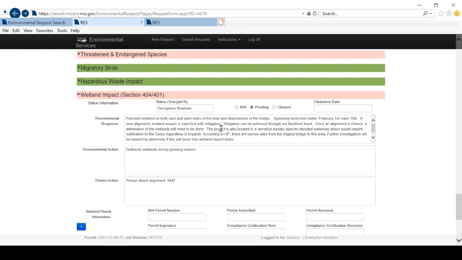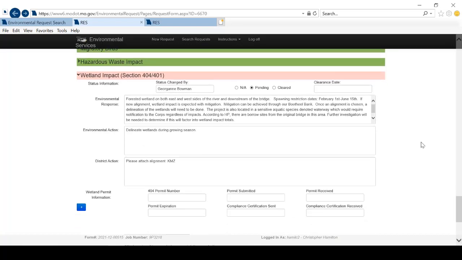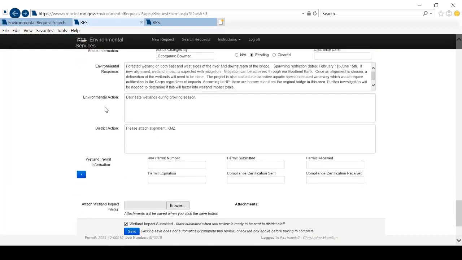There might be need for mitigation, where the mitigation can be achieved, information about what happens if a certain alignment might be chosen, and then the environmental action section, we talk about if we're going to delineate wetlands that might be in the area, if we're going to go out and take a look at stream conditions, take a look at the area just to get a better idea.